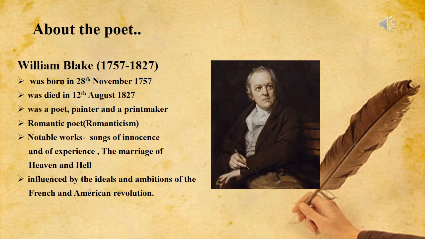Now let's pay our attention to the background of the poet. William Blake was born on 28 November in 1757. He died on 12th August in 1827. He was a poet, painter, and a printmaker.